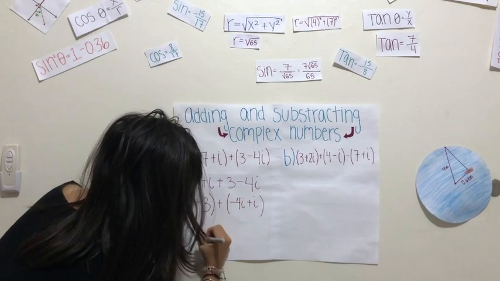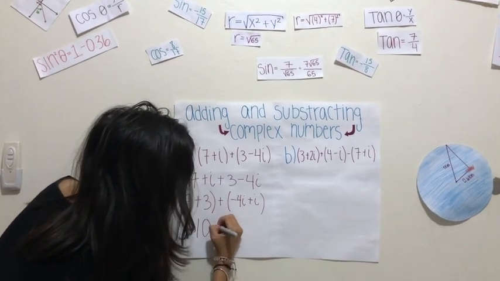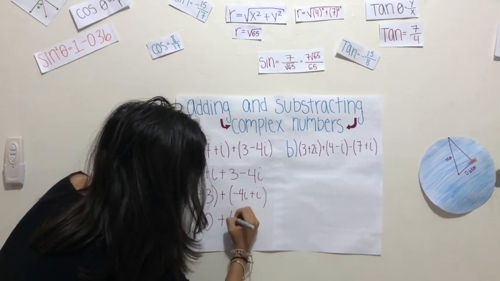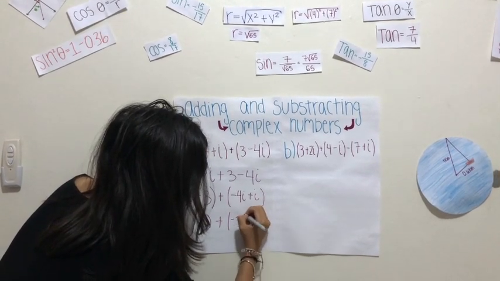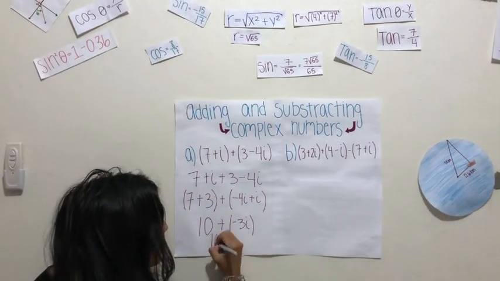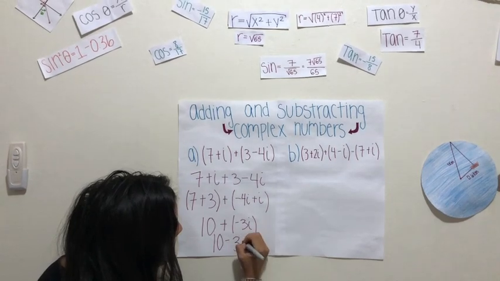Then you simplify the equation, which gives you 10 plus -3i, which can also be written as 10 minus 3i.